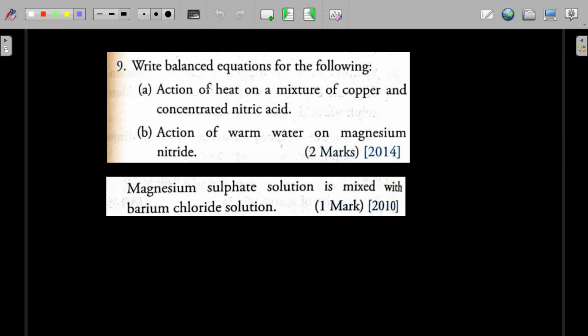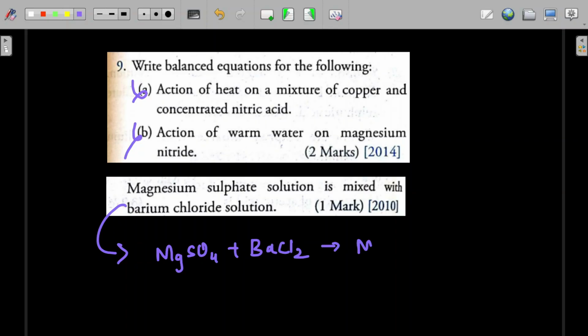And based on this, balanced equations. Action of heat on a mixture of copper and... okay, leave it. Action of warm water, okay, leave it. Magnesium sulfate solution is mixed with barium chloride solution. So this one is a double displacement reaction. You can easily write the reaction: barium sulfate, which will be a white precipitate, plus magnesium chloride.